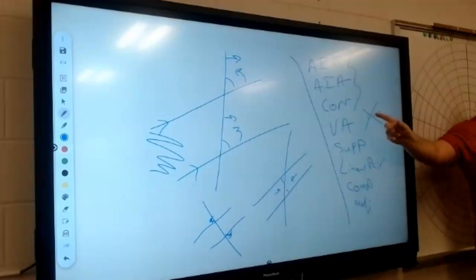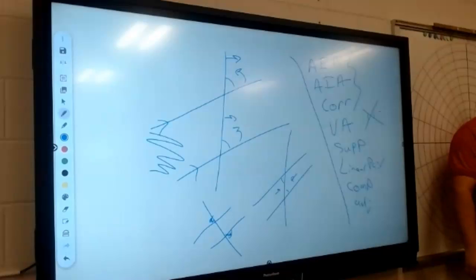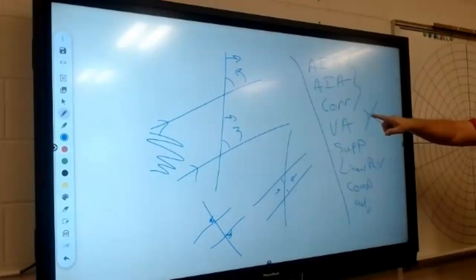Why are these vertical angles even though they're side to side? They share a vertex right there in the middle. What's supplementary? Graven, what's supplementary mean? Add up to, ooh, or complementary. You could do complementary or supplementary.